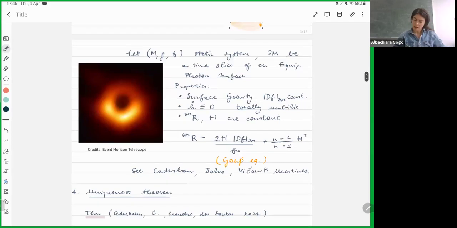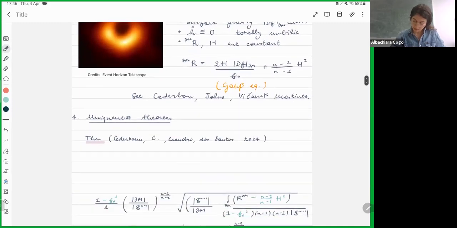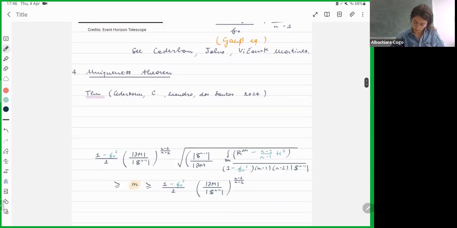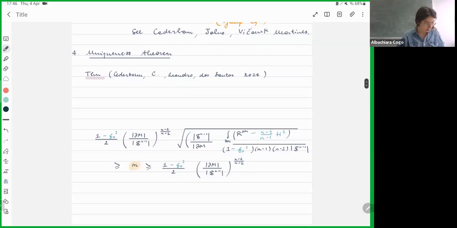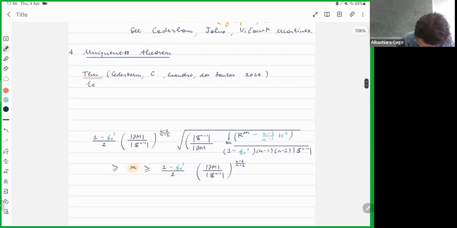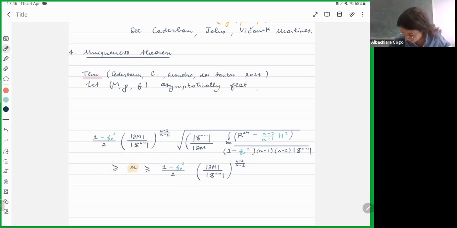Okay, so now let's try to state the uniqueness theorem more precisely. Let's again have a static system, so this Riemannian manifold and this lapse function, which is asymptotically flat and solves the problem that we mentioned before.